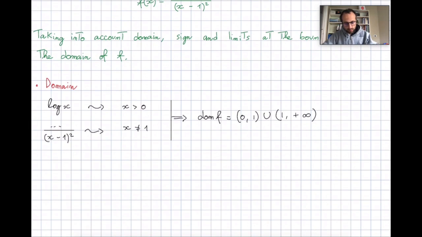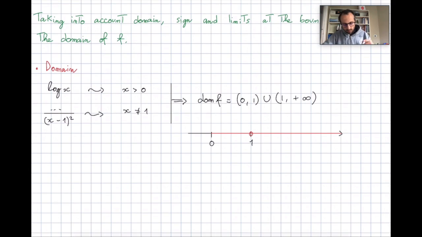If we want to represent this set on the real line, we've got 0, we've got 1, and so the domain of f is nothing but this half line excluding 1. Good. So we've got the domain. Let's move to the sign.